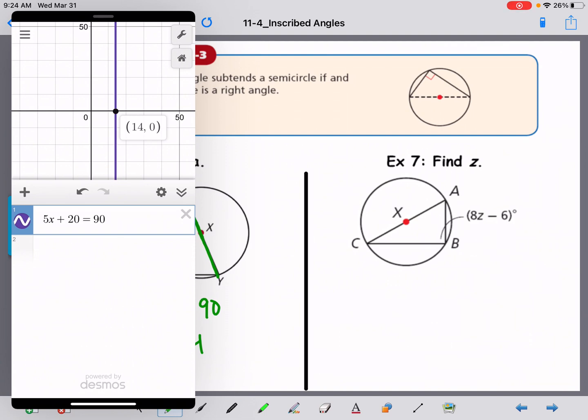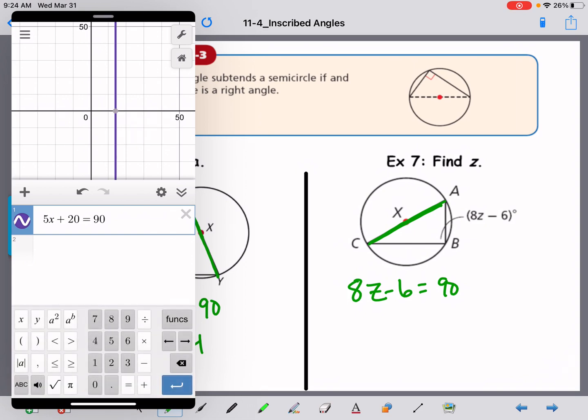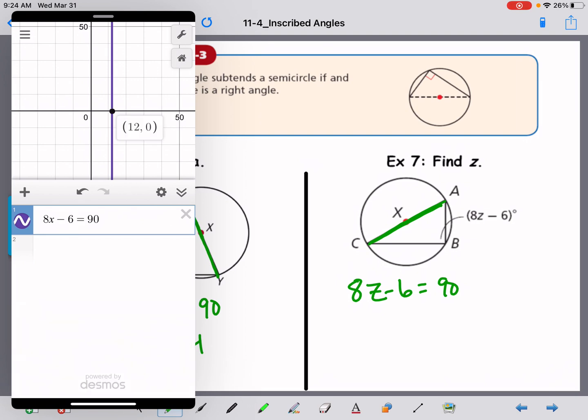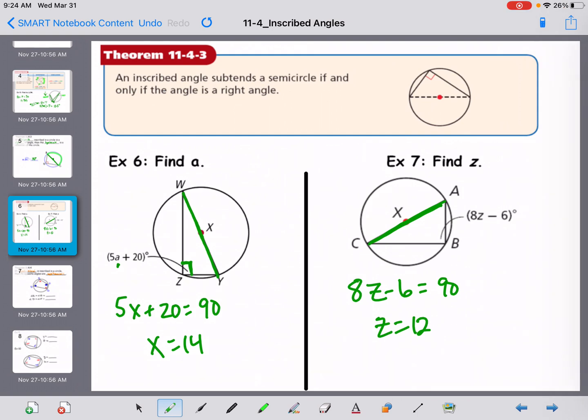Same thing here. This is a diameter. Since that's a diameter, I know that 8z minus 6 is going to equal 90. So same thing. I'm just going to retype this and say 8x minus 6 equals 90. Z is going to be 12. All right, so.